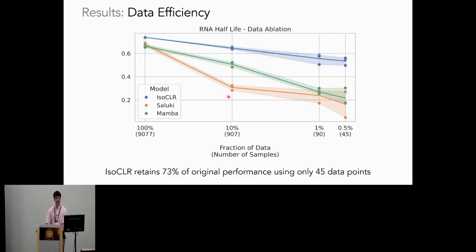Okay, but what we're really excited about actually is the application of IsoCLR in small data contexts. So what this plot is showing is the performance of the model on RNA half-life for fine-tuning. On the left, we use the entire data set, but as we move to the right, we use a smaller and smaller fraction of the data set to train our prediction task. And so what we're seeing here is that IsoCLR is actually able to retain 73% of the original performance using only 45 data points. So we think that our model could be really useful in these contexts where we have small-scale biological experiments and you're able to extrapolate those results very efficiently.